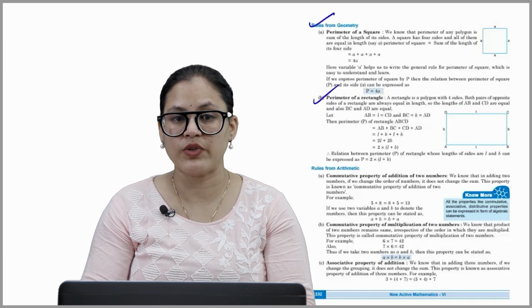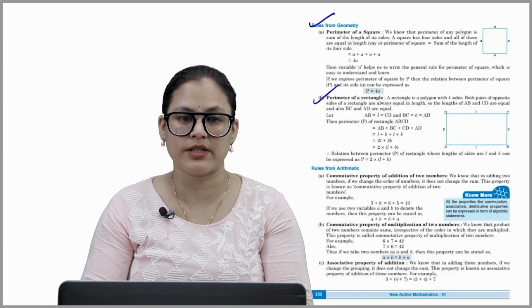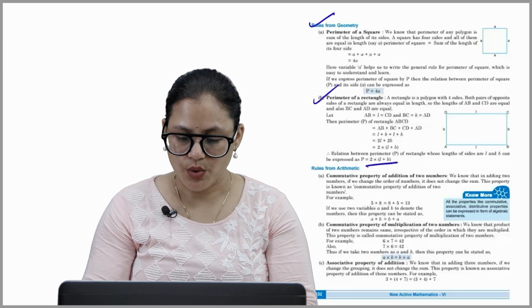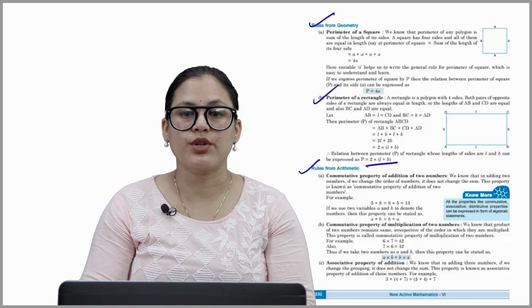Therefore, the relation between the perimeter of a rectangle whose sides have lengths L and B can be expressed as P is equal to 2 into length plus breadth. Rules from arithmetic. A. Commutative property of addition of two numbers.